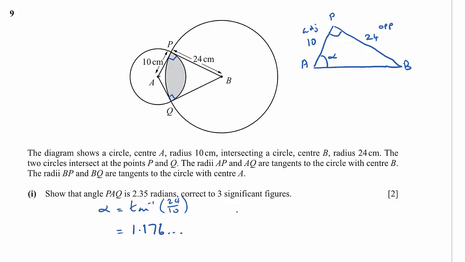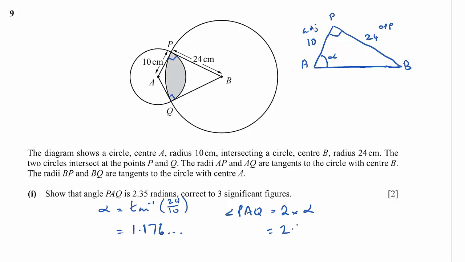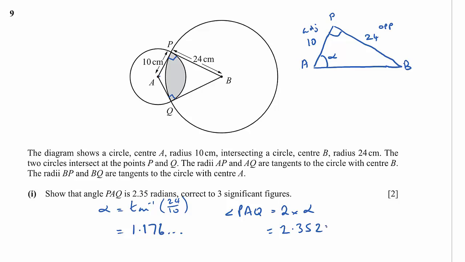And then the symmetry just tells me that angle PAQ is equal to 2 times alpha. And so we just need to multiply that last answer by 2, and that's 2.3520, and so on, which is 2.35, correct to the three significant figures required.